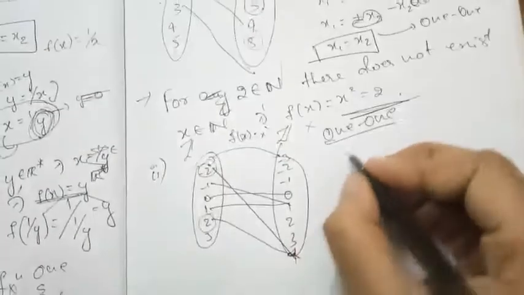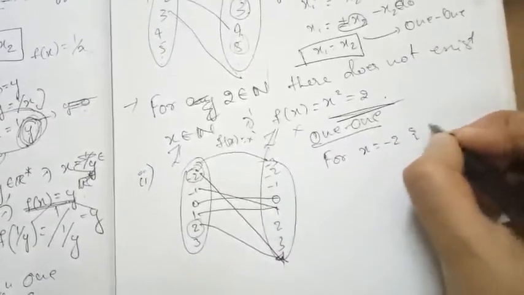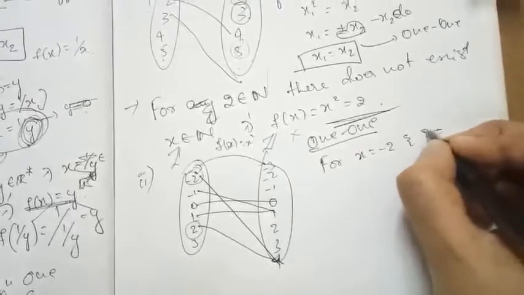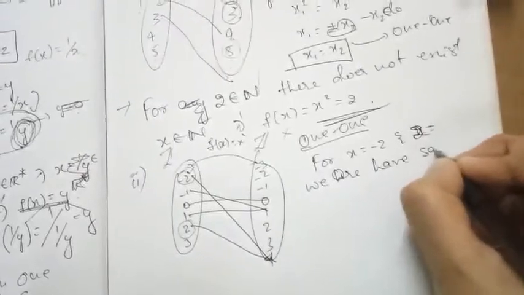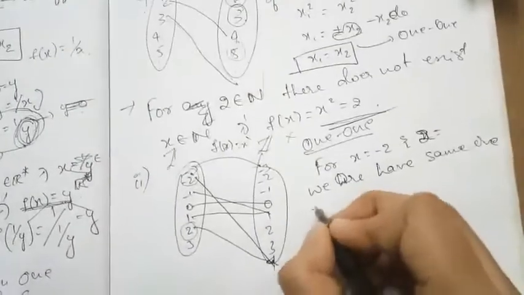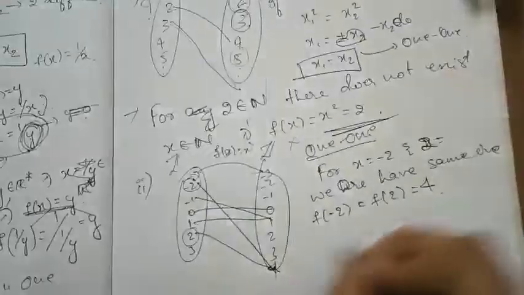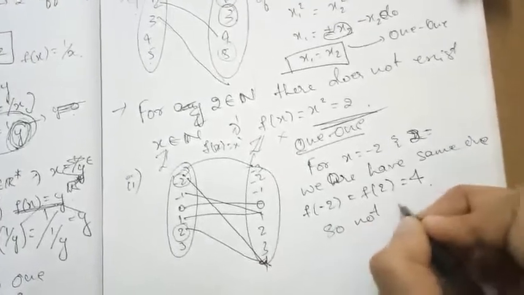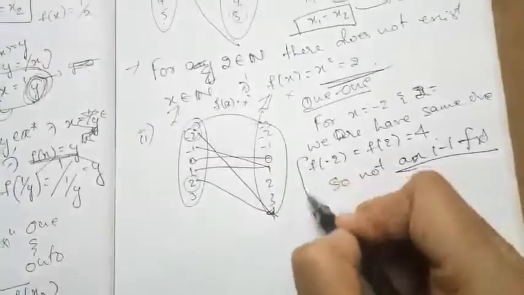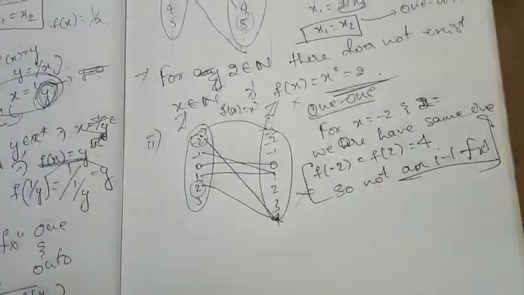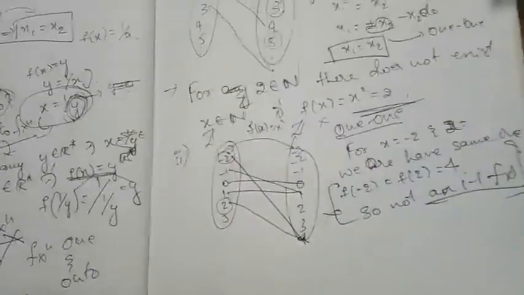So write it in the verbal statement. How? For x is equal to -2 and 2, we are having the same image. Or else you can write f of -2 is equal to f of 2 is equal to 4. So it is not a 1-1 function. If you write this much also, it is enough to say that it is not a 1-1 function. But before writing, you should understand with the mapping whether it is 1-1 or not.